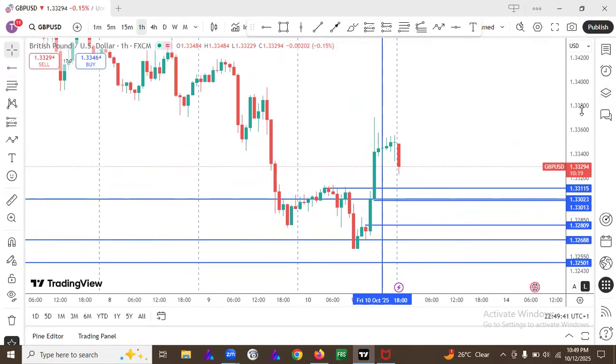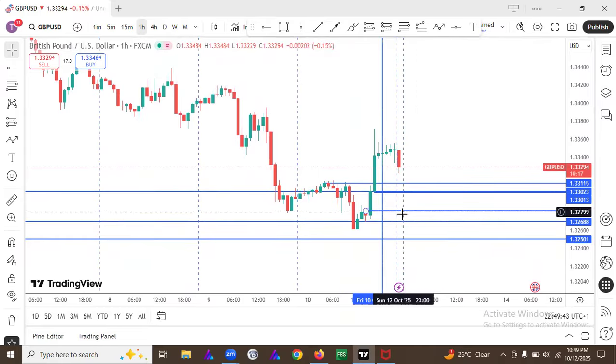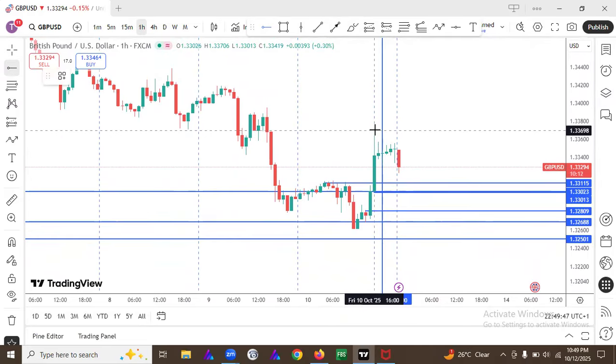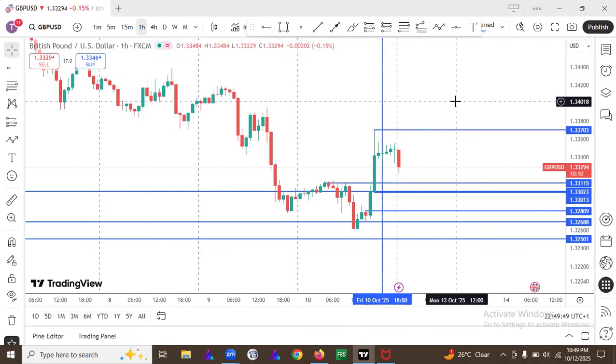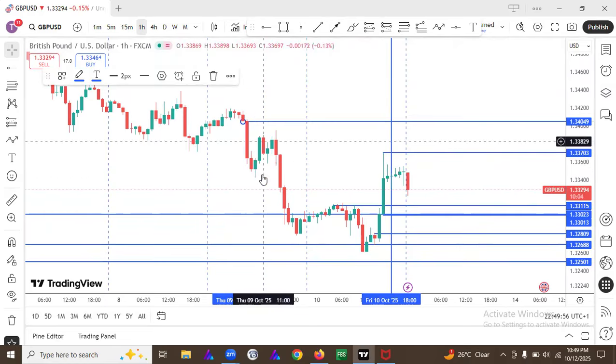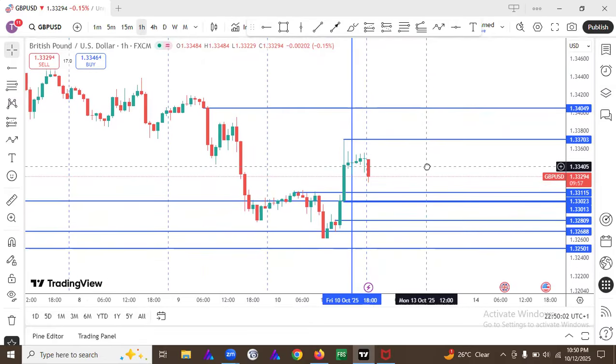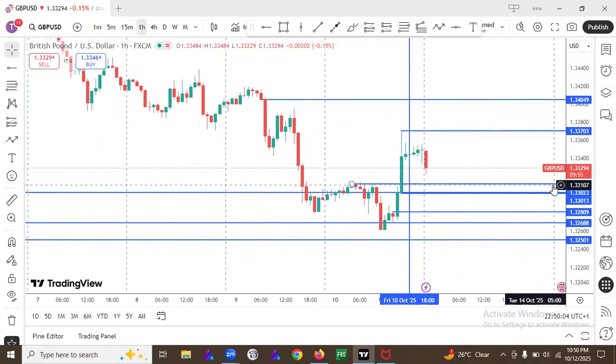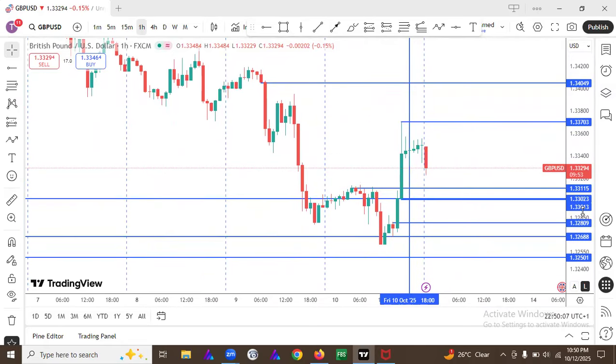GBPUSD. And if you are buying GBPUSD from these zones, your first target should be this previous high, and your second target would be this fair value gap. That should be your target. I hope that is clear.